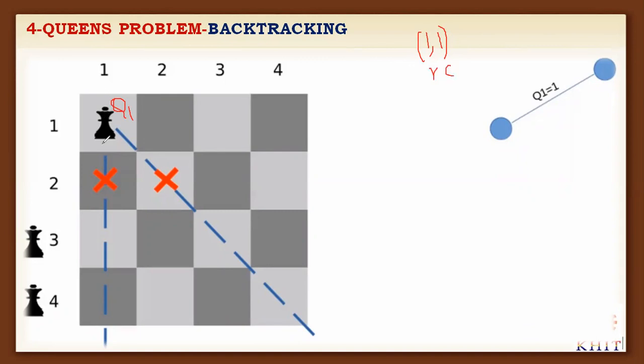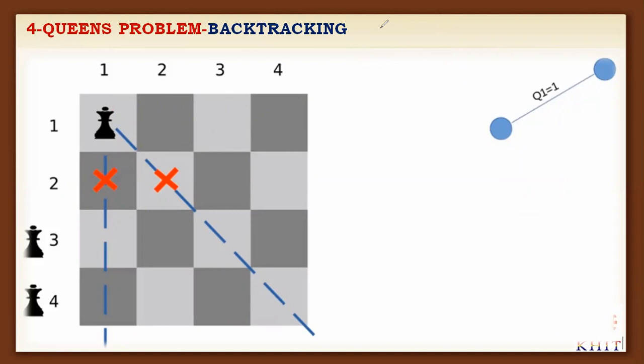Once I place Q1, there is no provision for placing another queen in the same column. This is the same column. I cannot place one here. Here also I cannot place one. This is the row. Same row also I cannot place one. So this is the first step.